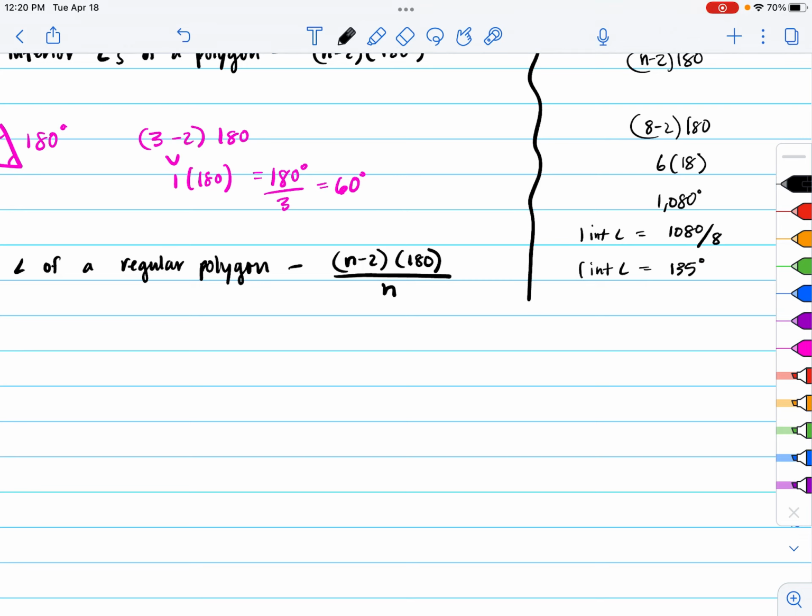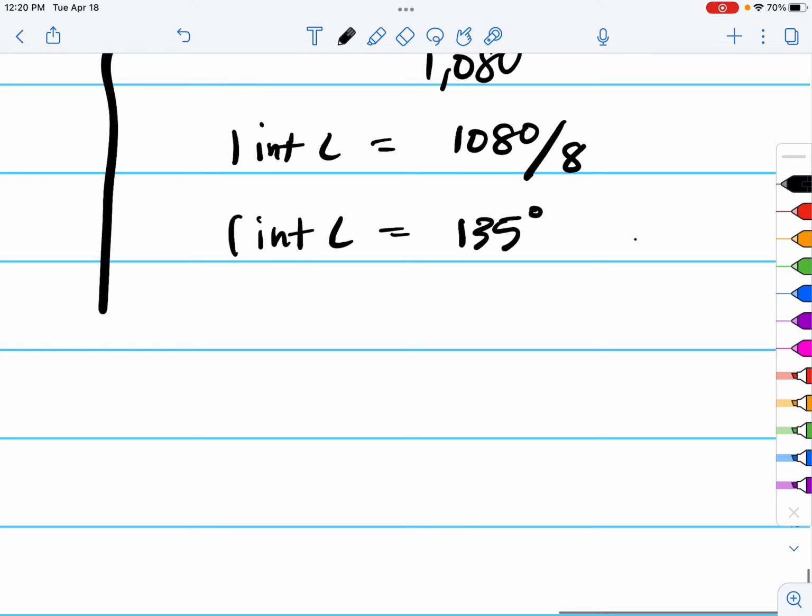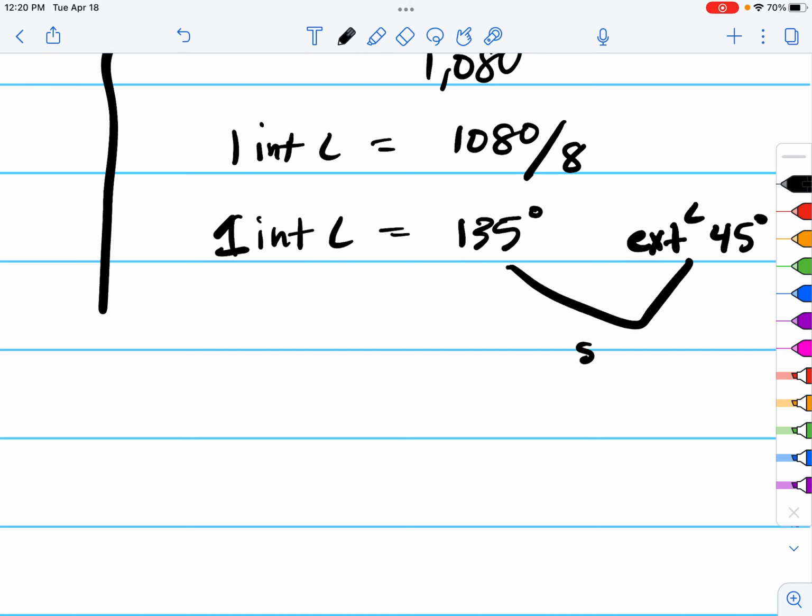And that goes for all of the angles on the inside because they're all congruent to each other. Ironically enough, the exterior angle, if you remember, this is a good refresher, is 45 degrees, because these are supplementary. The exterior angle, and these are supplementary, if you recall.